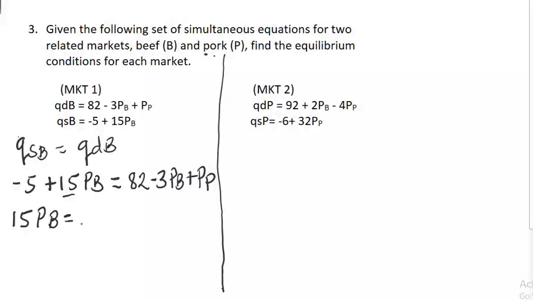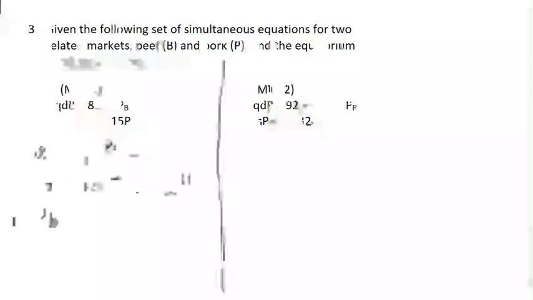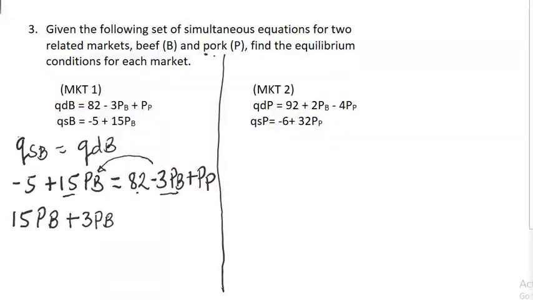Let me erase this equals to sign so I'll have space to collect my like terms. Now I'm going to move 82 minus 3 PB to meet his brother at the left hand side. As minus 3 PB crosses the equals to sign, it's going to change to plus 3 PB. Now I'm going to also move plus PP to the left hand side, so the plus will change to minus. We have PP, equals 82 is at the right hand side, you leave it there, and move minus 5 to the right hand side. Minus 5 will change to plus 5.